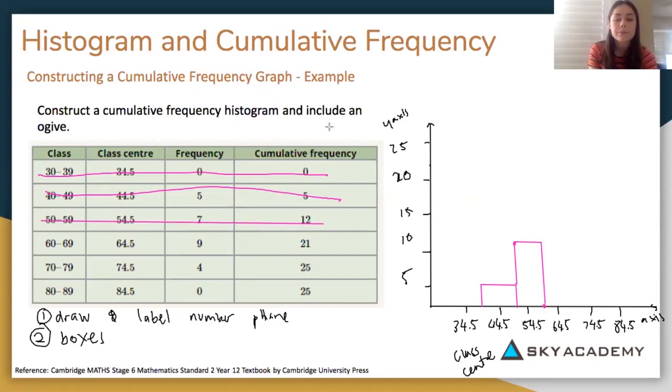So now we had 60 to 69, or 64.5, which had a cumulative frequency of 21. So 21, I'm going to say, might be about here. And we want to go to halfway to our neighbor, and up about to there. And now I'm going to draw my box on.